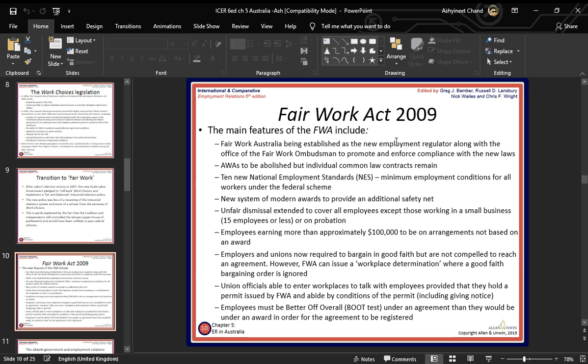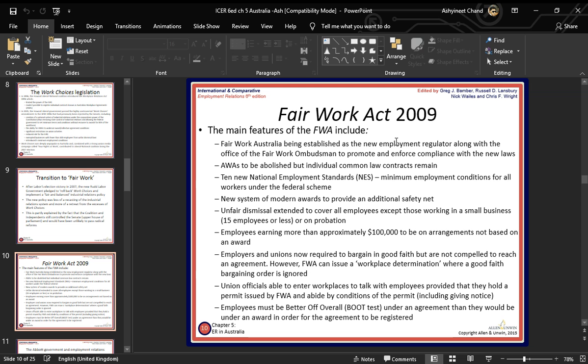Hours to be abolished. So these are individual contracts to be abolished, but individual common law contracts remain. 10 new national employment standards, which means minimum employment conditions for all workers under the federal scheme. Things like what we have called minimum wages, that is one of the national employment standards. So every worker is entitled to that minimum wage. For example, in Fiji, the minimum wage is $2.68 per hour. And there are other national employment standards.